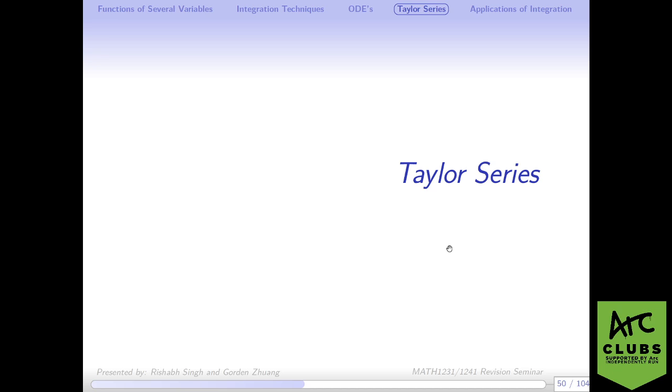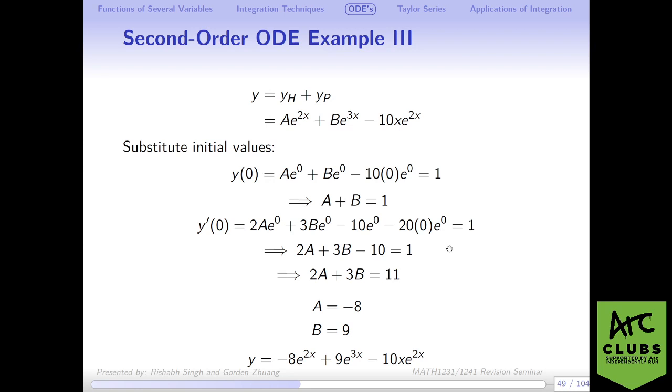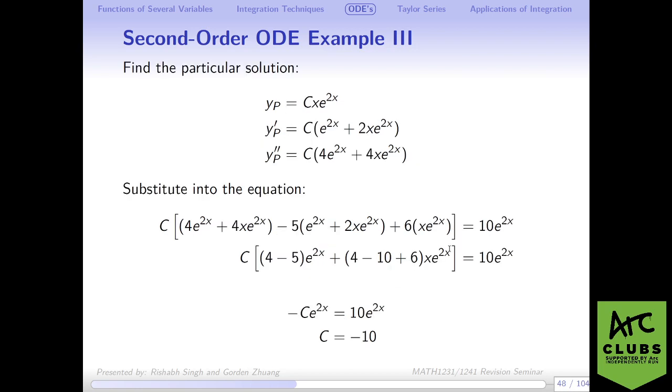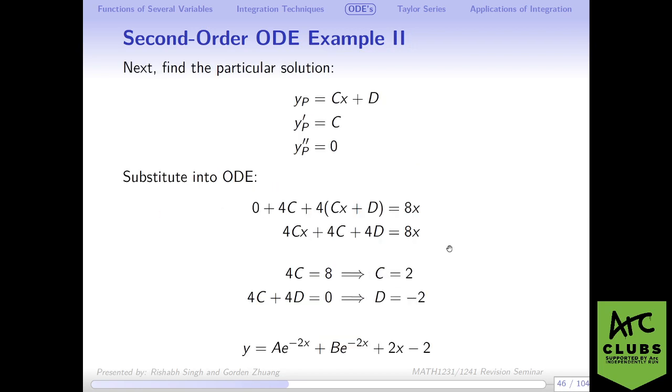Is the particular solution unique? Yes, it is. Because if you look at this particular solution, we found 2x minus 2. There's no constants in here, so there's no way it could be any different. So there's only one particular solution that we could have used.